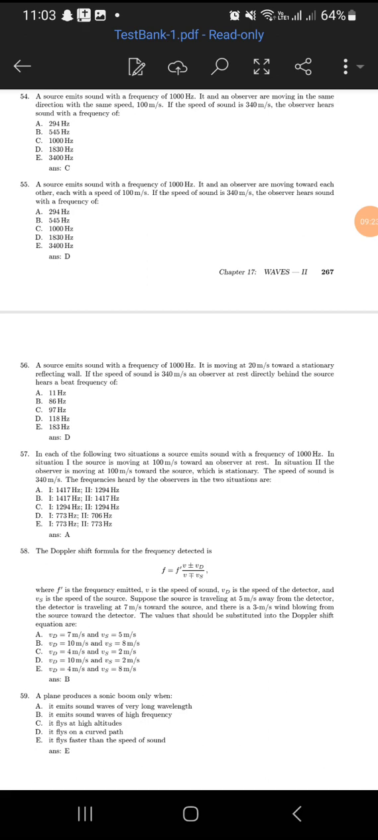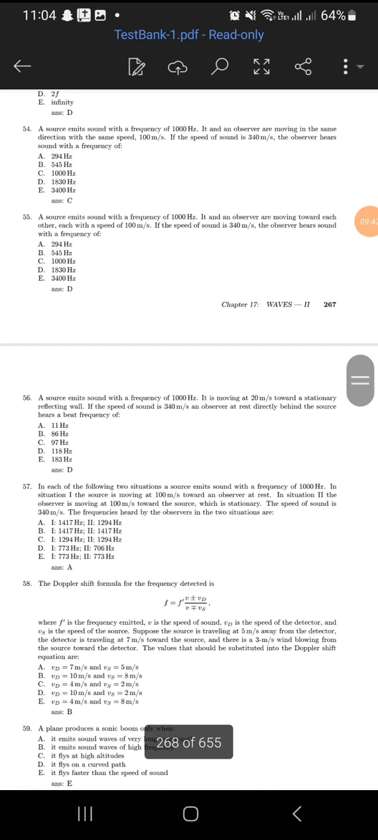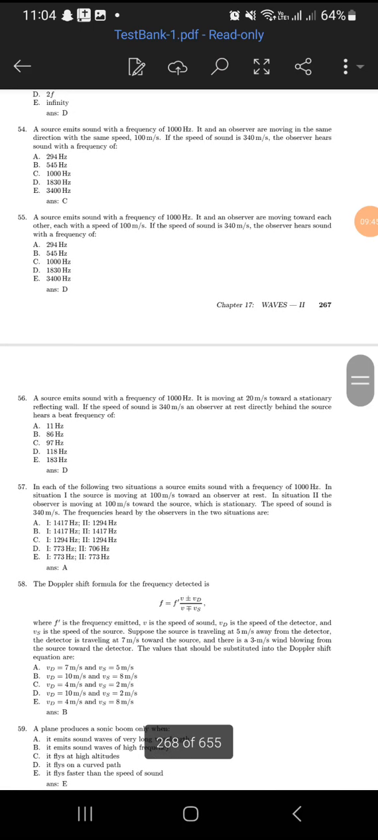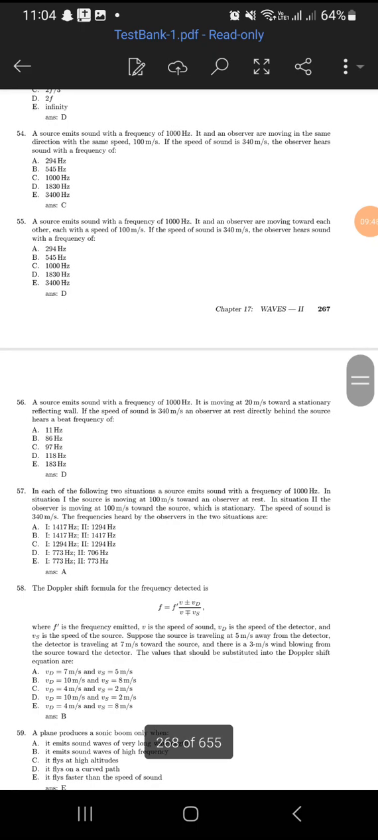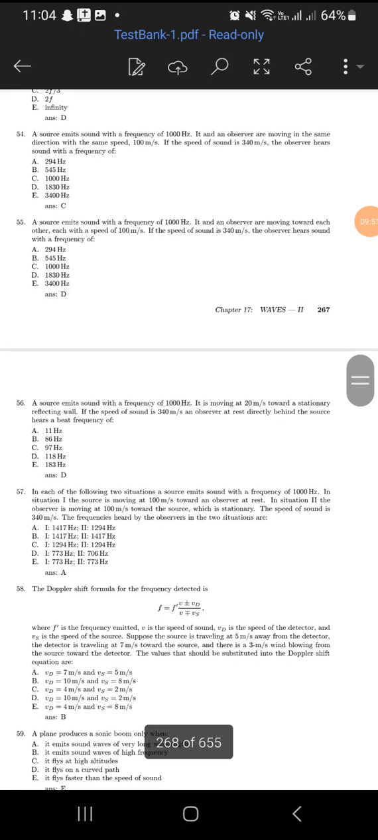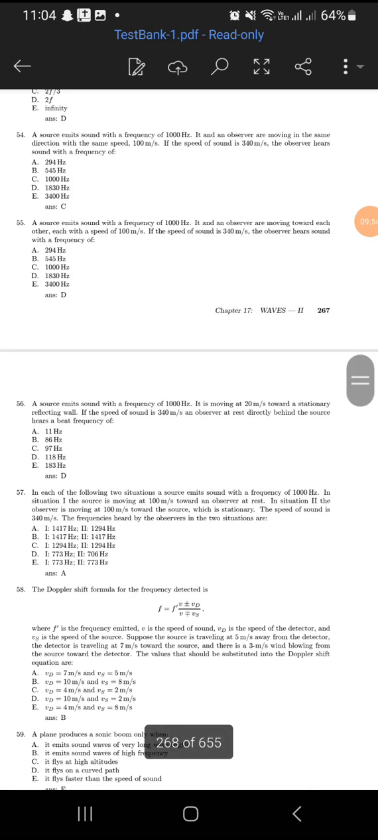A source emits sound with a frequency of 1000 Hz. It and the observer are moving towards each other with a speed of 100 meters per second. The speed of sound is 340. Okay, this one you use the formula. If they're moving in the same direction, it's going to be 1000. Moving towards each other is going to be 1830. It's going to increase.